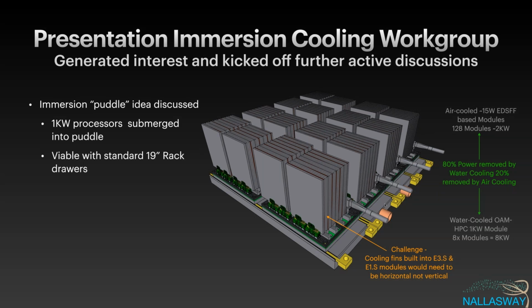And it would be viable in a standard 19-inch rack drawer, unlike these fully immersion boxes. It would also keep the weight down. I didn't realize this, but water is 1 gram per cubic centimeter and aluminum is 2.7. So if we got rid of a lot of aluminum, we'd actually save weight inside the chassis as well, which would be a great benefit.